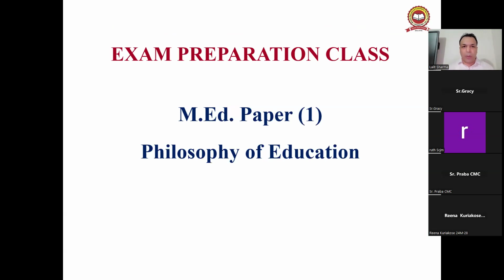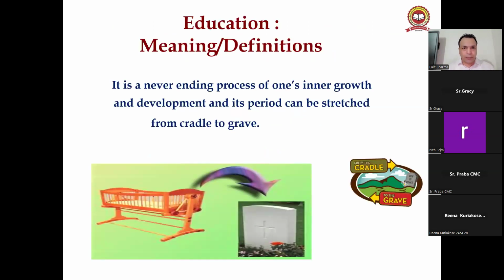So we focus on Paper 1, philosophy of education. First we discuss education. So what is education? Education is a never ending process of one's inner growth and development. Education is a lifelong process. That's why it is said that education starts from the cradle and ends in the grave, right? A man dies from cradle to grave, but education never ends, right? John Dewey was there. You have to remember the name in this paper.